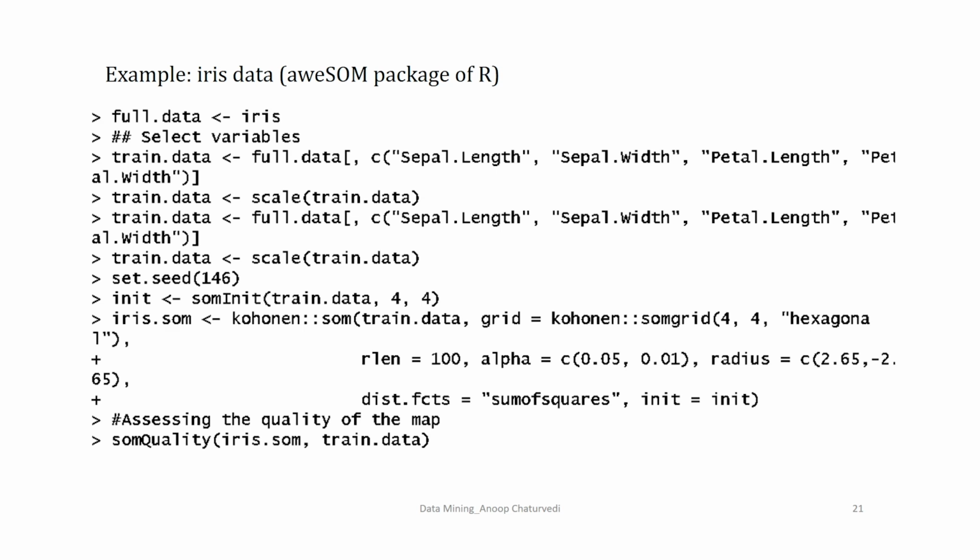Now, we consider this example of Iris data set, and for constructing the self-organizing map, we have used the aweSOM package of R. And since we have already used the Iris data set in many previous examples, I am not going to describe the data set in detail. So, this is the program which I have used.